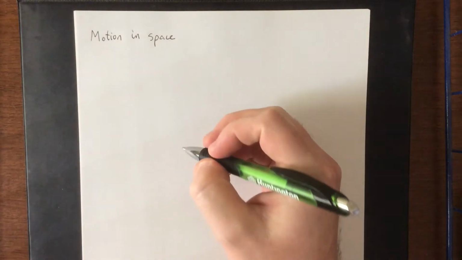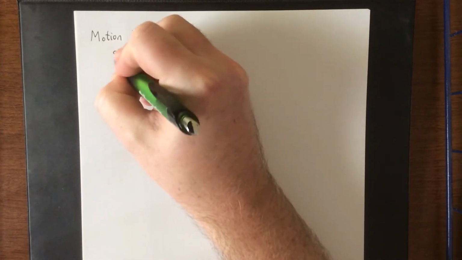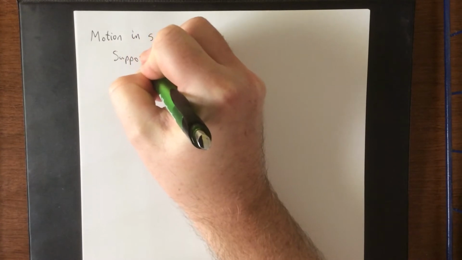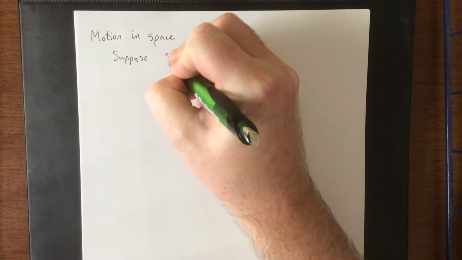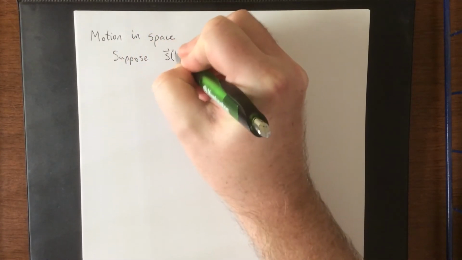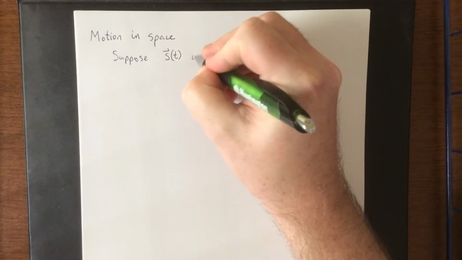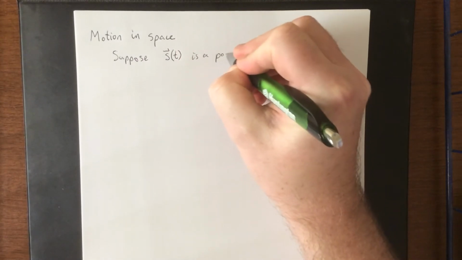Next up, let's talk about motion in space. So here we're going to be discussing the links between the position, the velocity, and the acceleration of an object that's moving through space. So suppose that we'll call it S of t is a position function.